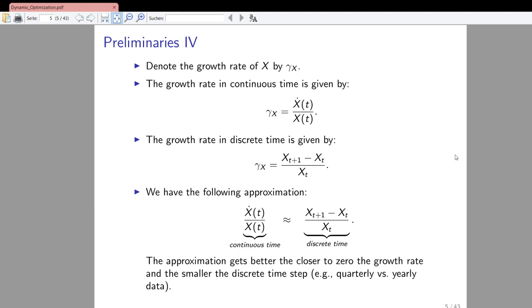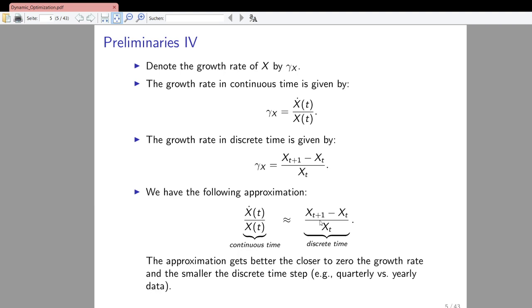For example, if you calculate the growth rate of a weekly data series, then the approximation is typically rather good. Also for quarterly data, the approximation is rather good, and even for yearly data, it's usually not a big problem to take the discrete time growth rate instead of the continuous time growth rate, so the two would be rather similar as long as the growth rate itself is not very high.